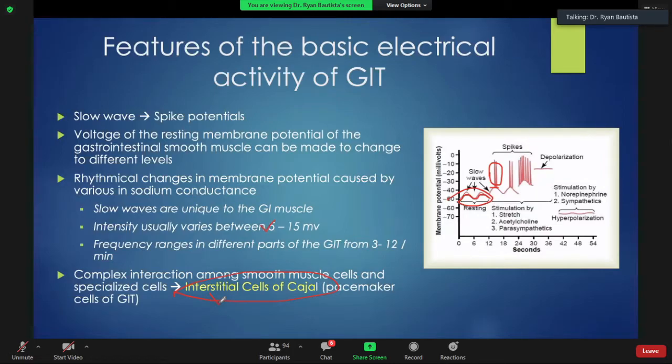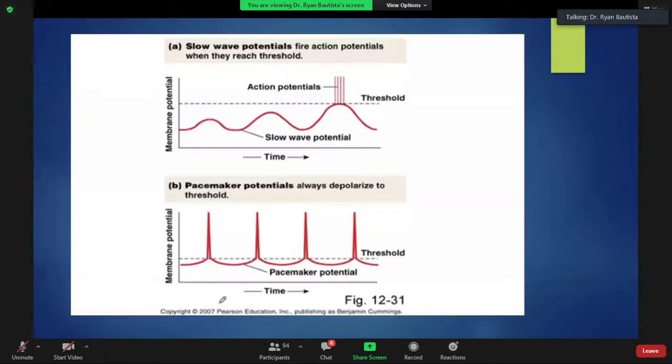Frequency ranges in different parts of the GIT. It can be around 3 to 12 per minute. So that is the normal peristaltic wave of your GI tract. So when they ask you what you call this, a peristaltic wave is normal, it's around 3 to 12. Because that's the action potential being generated in your smooth muscles.